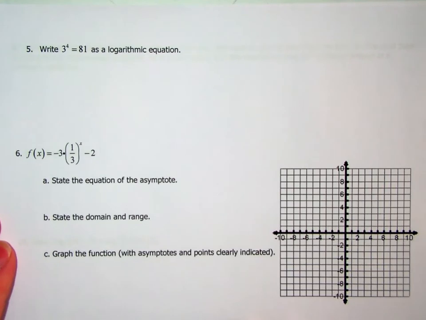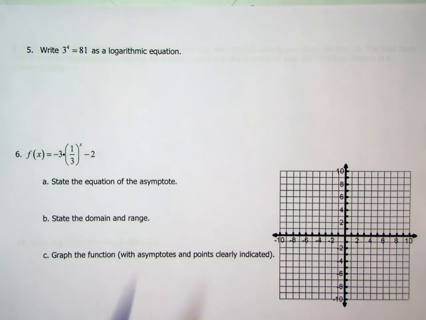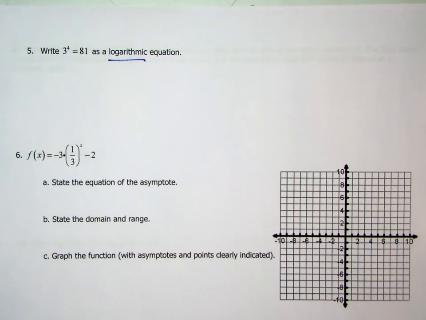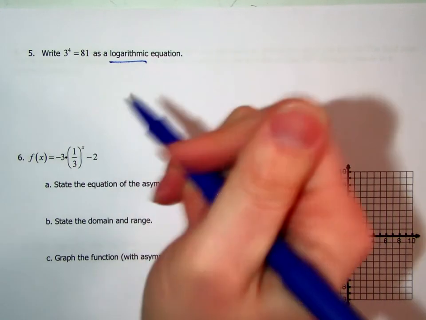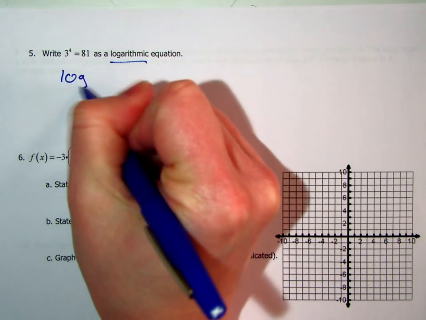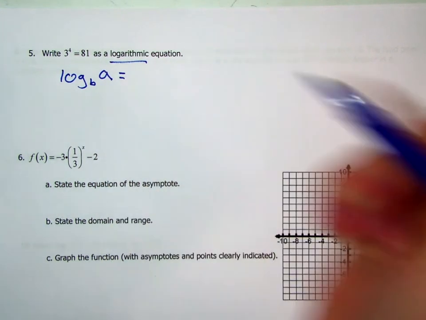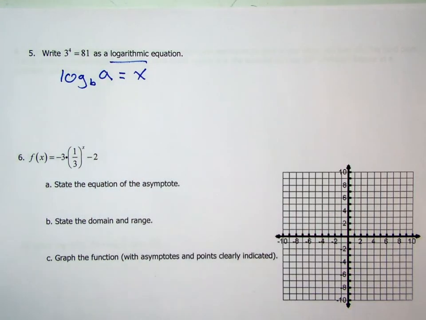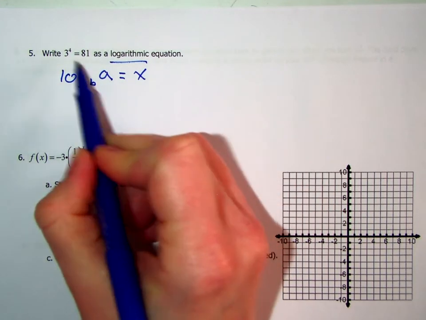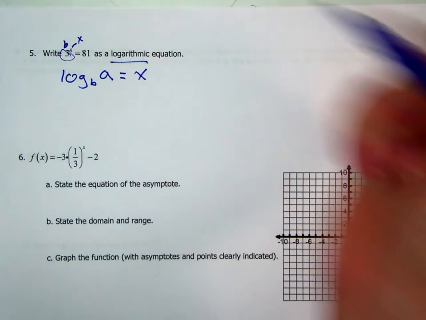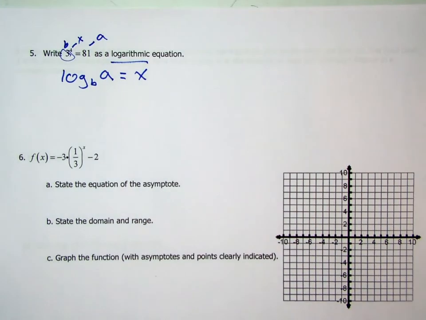All right, so let's go ahead and take a minute and look at the next page. So number 5, write 3 to the 4th equals 81 as a logarithmic equation. So we have to change this into a log, right? So remember, when we talk about the log, it's log base b of the answer equals x, which is how I kind of like to think about it. b means it's the base, and in this case my base was 3. x is like my exponent, and my answer was 81, so that's my a.